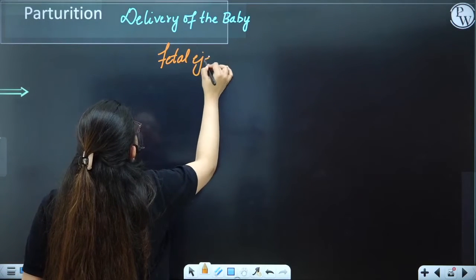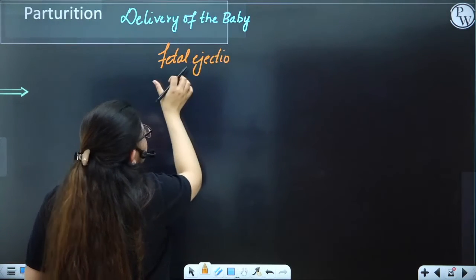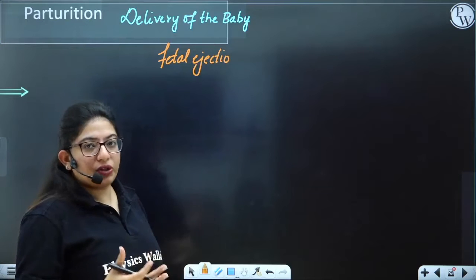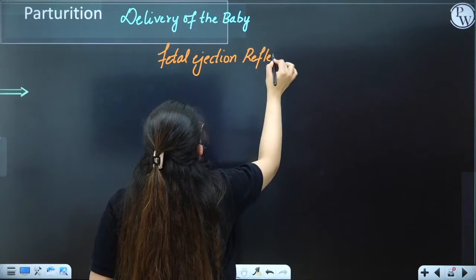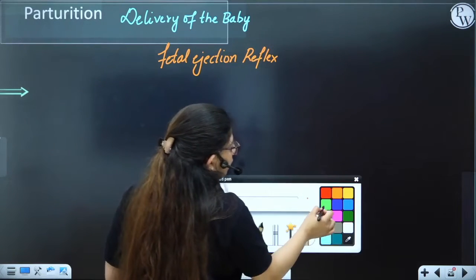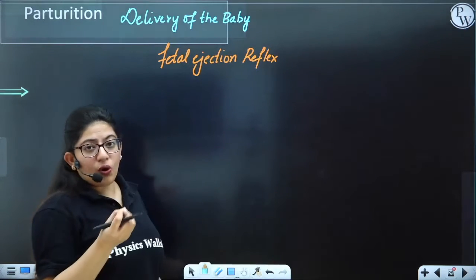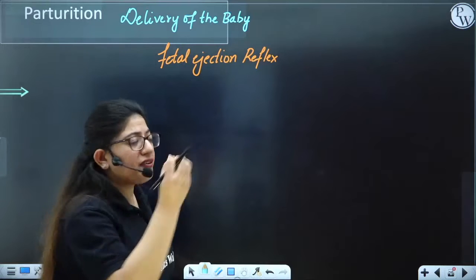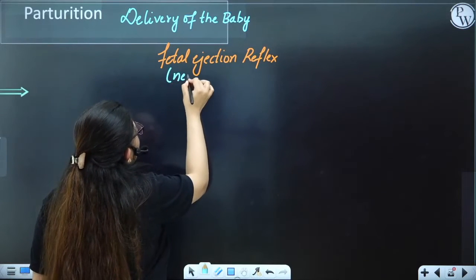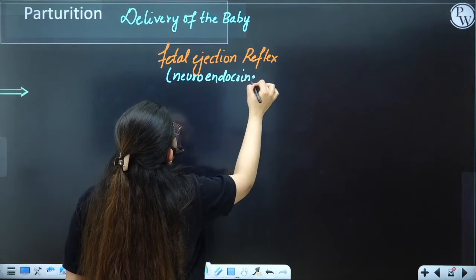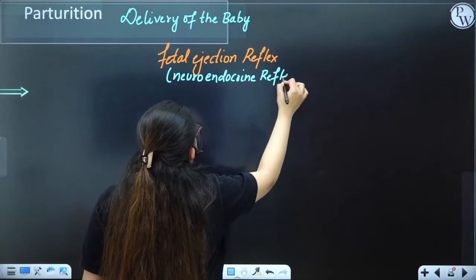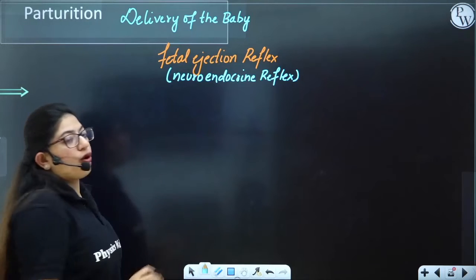Fetal ejection reflex. Fetal means fetus, ejection means it's going to come out, and reflex because it's a reflex mechanism. The fetal ejection reflex involves a lot of neurons and hormones, so we say it's a neuroendocrine reflex, because it contains both neurons and hormones.